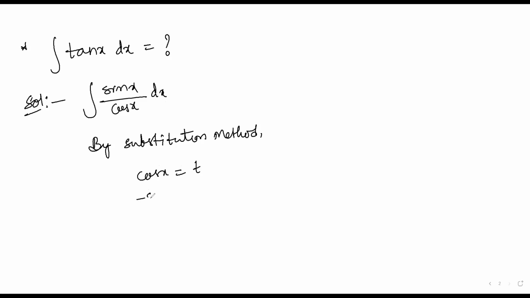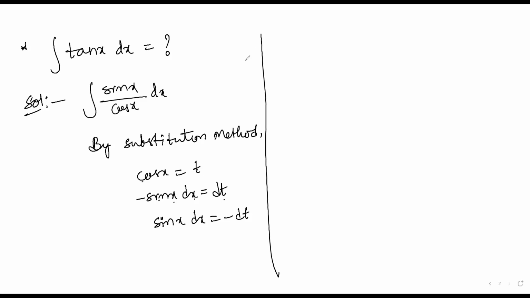So then minus sin x dx is dt. The differentiation of cos x is minus sin x into dx, so it is dt by dx, and dx we write on this side. We want sin x dx, which is minus dt.